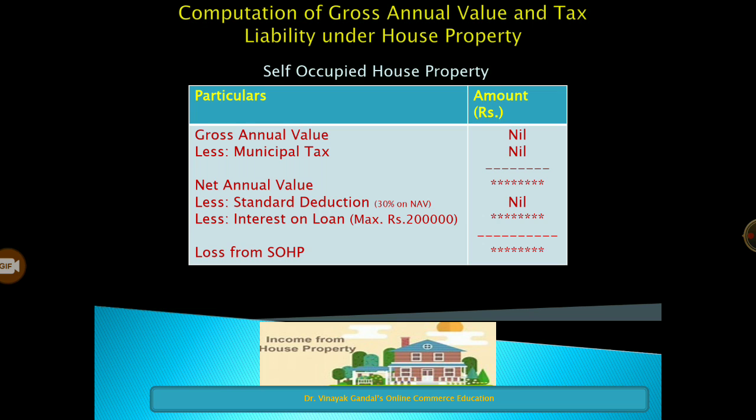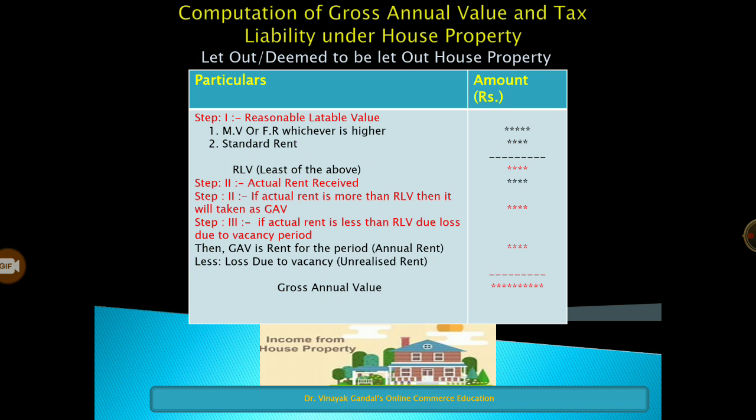Okay, so this is the simple procedure of computation of gross annual value and tax liability of self-occupied house property. Okay, then next we are going to learn about the procedure of computation of gross annual value and tax liability in the case of let out house property as well as deemed to be let out house property.